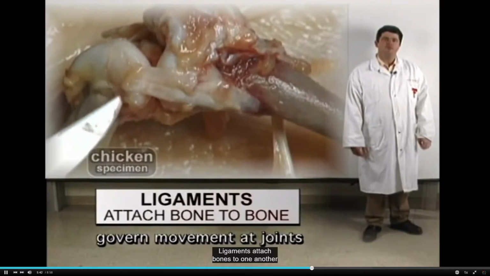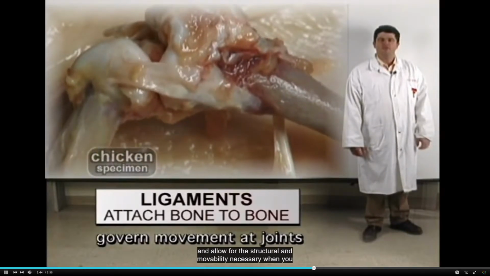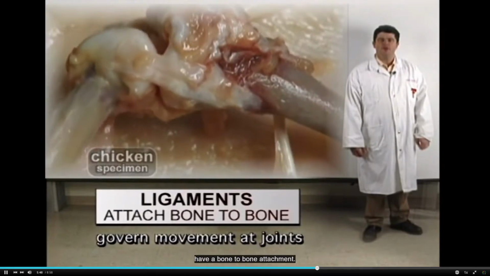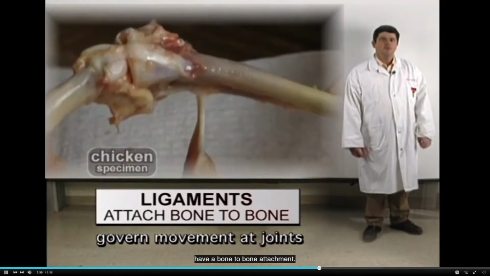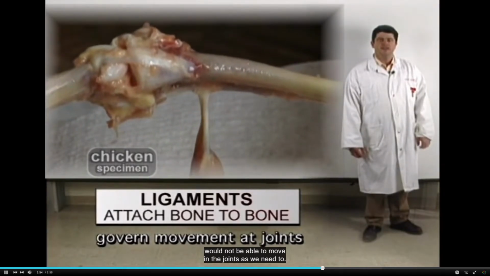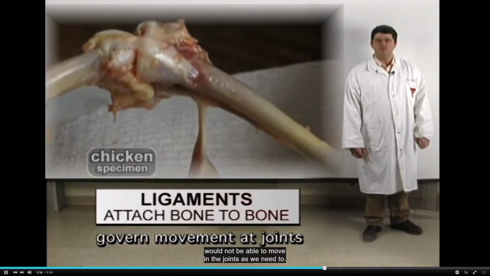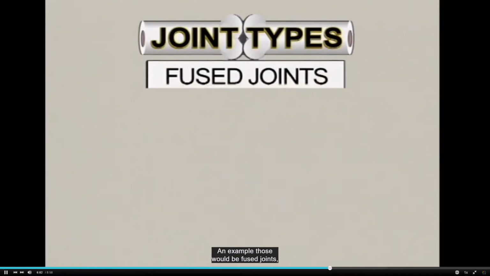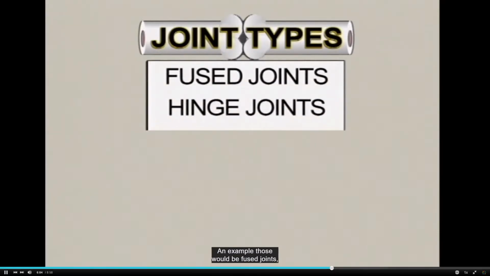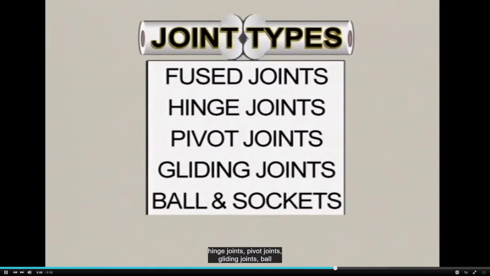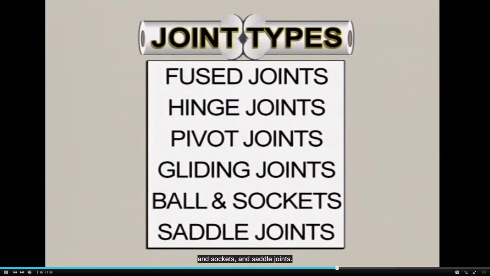Ligaments attach bones to one another and allow for the structural and movability necessary when you have a bone-to-bone attachment. Without ligaments' flexibility, we would not be able to move in the joints as we need to. Within the skeletal system, where bones meet is termed a joint. An example of those would be fused joints, hinge joints, pivot joints, gliding joints, ball and sockets, and saddle joints.